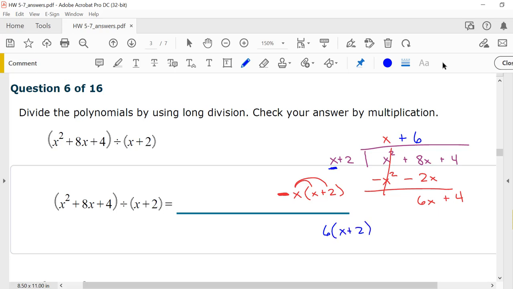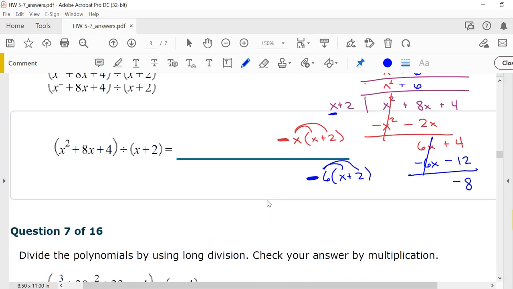But because we're going to subtract them, I'm going to put a negative 6 times x plus 2. Minus 6x minus 12. 6x minus 6x is gone. 4 minus 12 is negative 8. I stop there because x times what gives me negative 8? I can't do that. Okay, so my answer is x plus 6 with a remainder of negative 8.